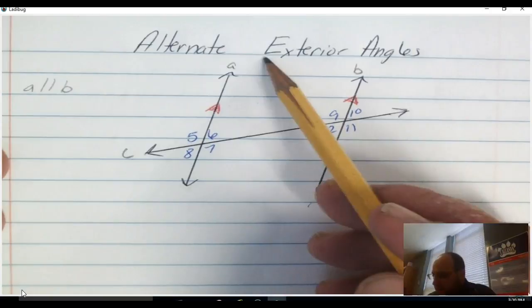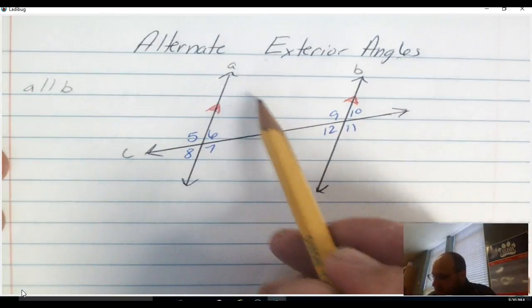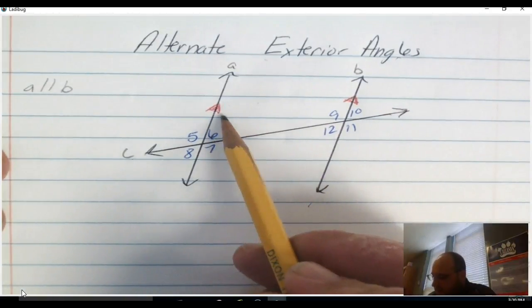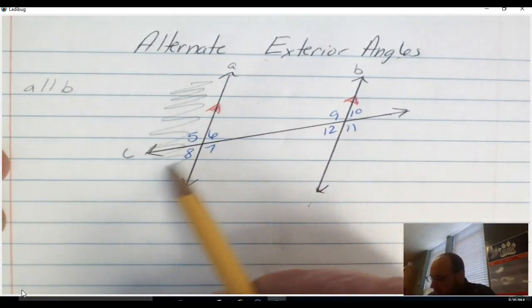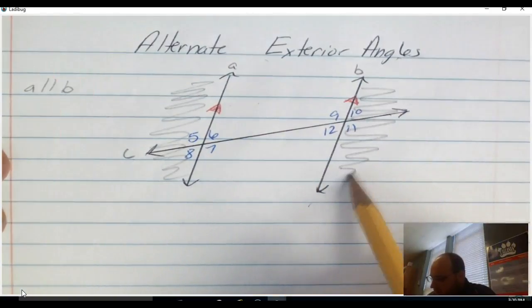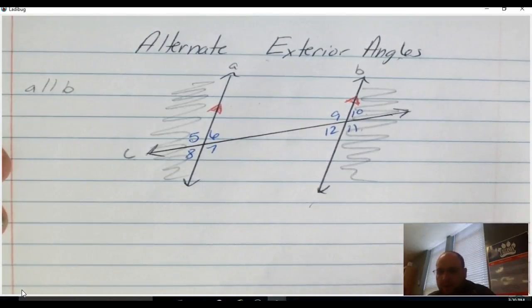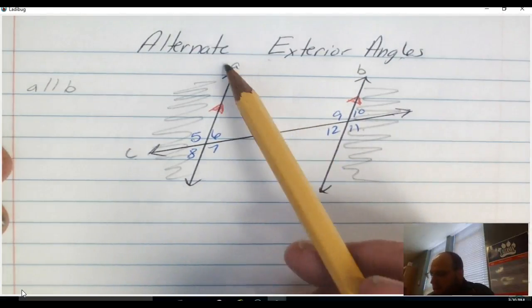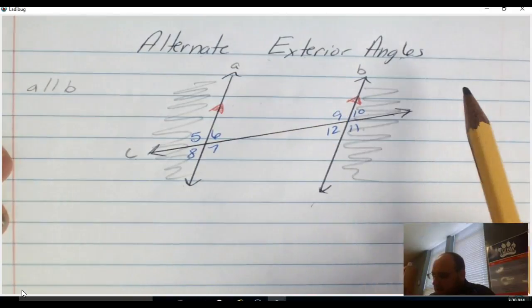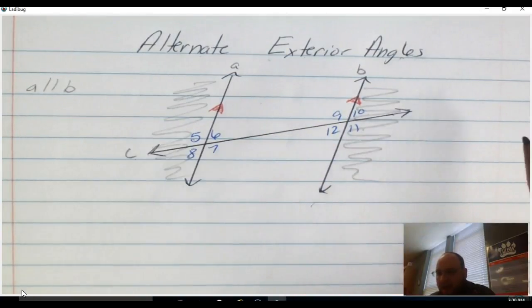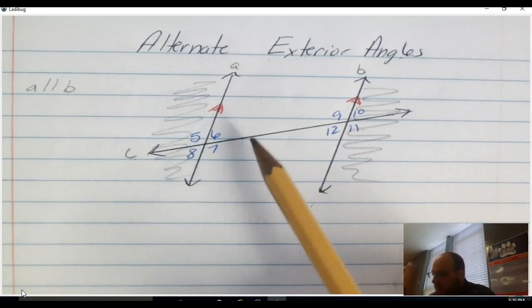So I'm going to first identify the exterior angles. The exterior angles are the angles that are on the outside of the parallel lines. So that would be these angles right here because this is outside of the parallel lines. So that means 5, 8, 10, and 11 are my exterior angles. Just like before in interior, I want the alternate exterior angles, so I want angles that are on the opposite side of the transversal line and not next to it.